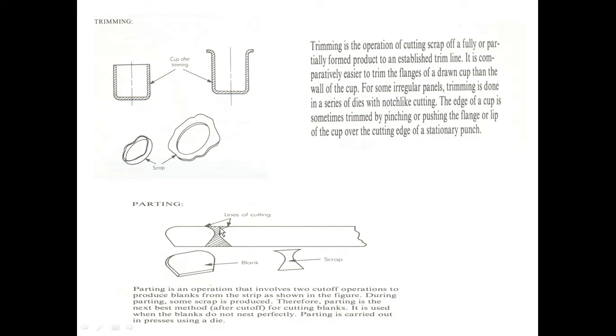Then parting. Parting is an operation that involves two cut-off operations to produce blanks from the strip. So you can observe here these are two lines, along which the part is to be cut.